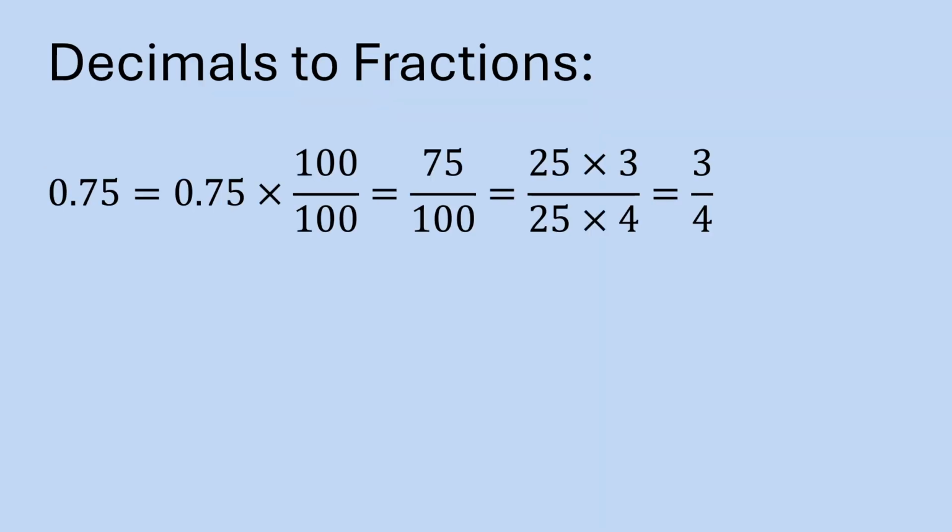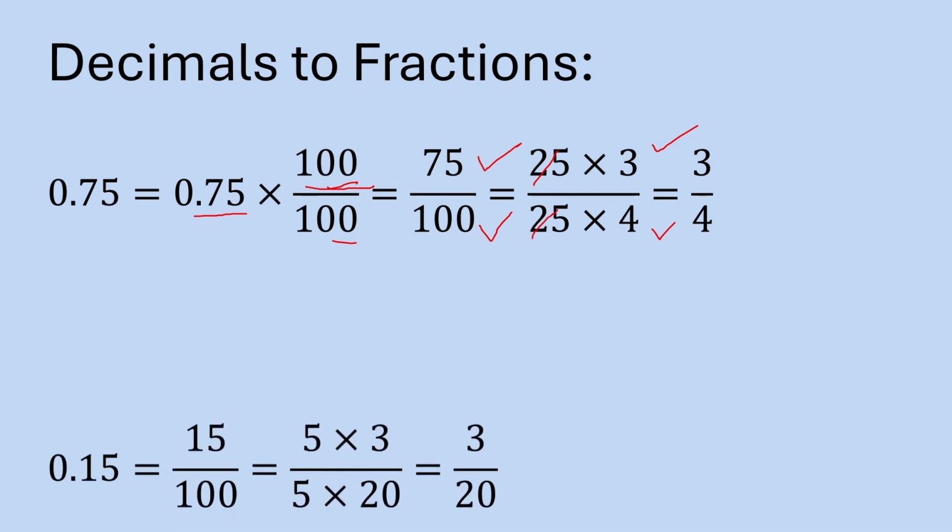Next is decimals to fractions. Here the example is 0.75. We can multiply this value by 100 divided by 100. So the numerator will be 0.75 multiplied by 100, which is equal to 75, and the denominator will be 100. We can convert 75 to 25 multiplied by 3 and 100 to 25 multiplied by 4. So we will cancel the same factor, 25. The final result will be 3 divided by 4.